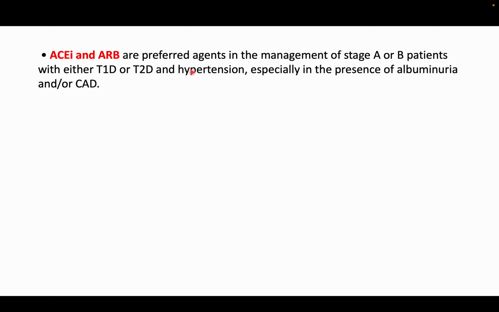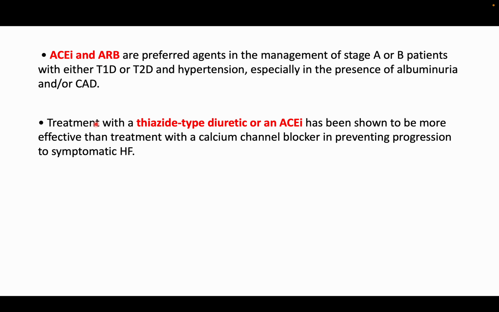So ACE inhibitors and ARBs are the preferred agents in the management of stage A or stage B heart failure with type 1 or any diabetes, hypertension, or also albuminuria. And also treatment with thiazide diuretics after the ACE inhibitors and ARBs. After that you need to add thiazide diuretics, and ACE inhibitors have been shown to be more effective than adding calcium channel blockers. If the BP is still high, you can add a thiazide-like diuretic. It has shown benefit in the case of symptomatic heart failure.